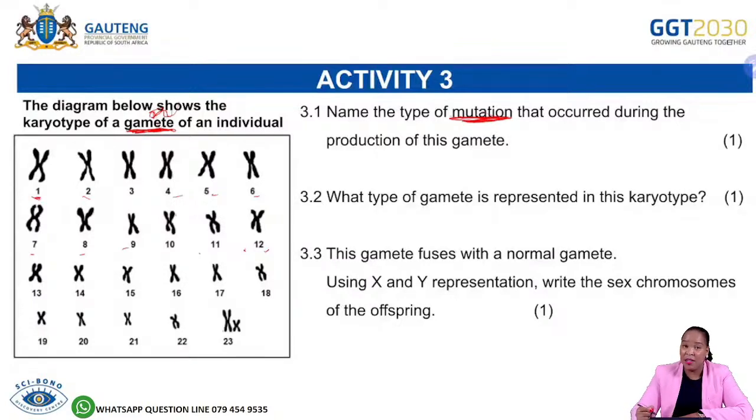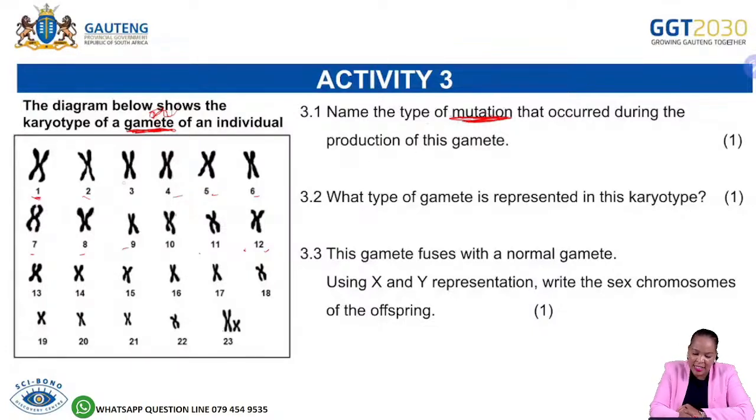Right. I believe that you are acing these answers. So let us check our answers if you got the same answers. Right. 3.1 says now, name the type of mutation that occurred during the production of this gamete.